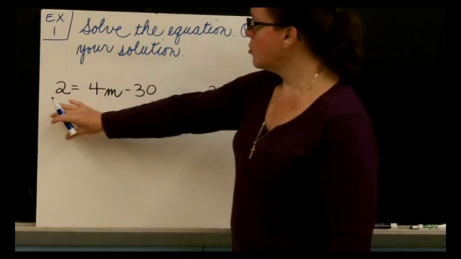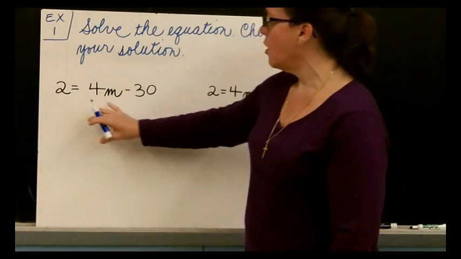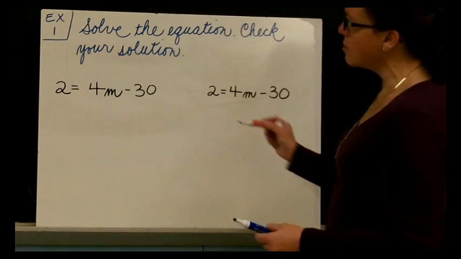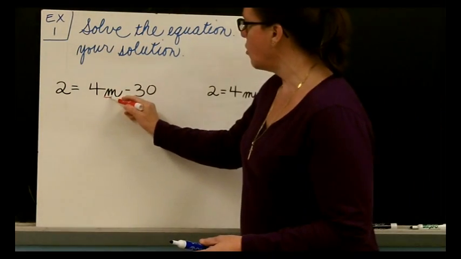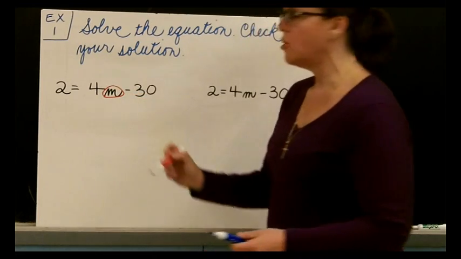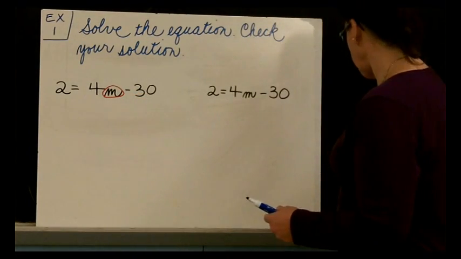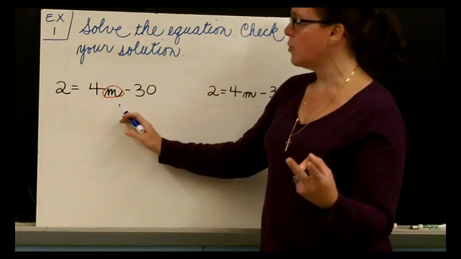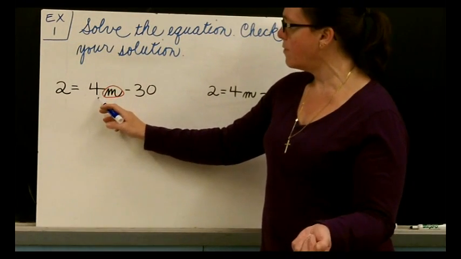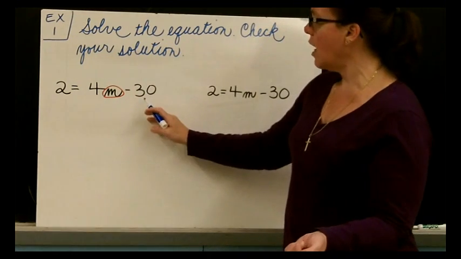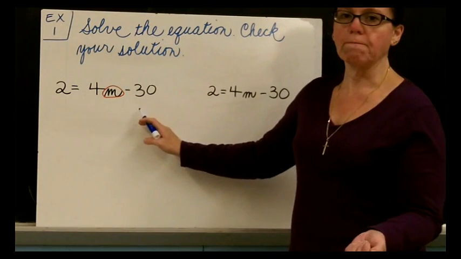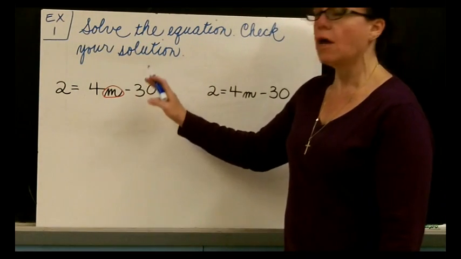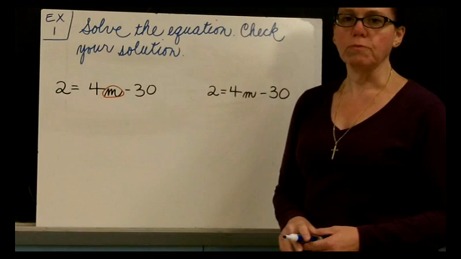Let's take a look. We're starting off with 2 equals 4m minus 30. And remember, we always have to remind ourselves of our goal, which is that we want to get this variable all by itself. Right now, the variable has 2 numbers with it. It has a coefficient of 4, and there's a constant of negative 30. We need to, one by one, get rid of each piece so that the variable can be alone.